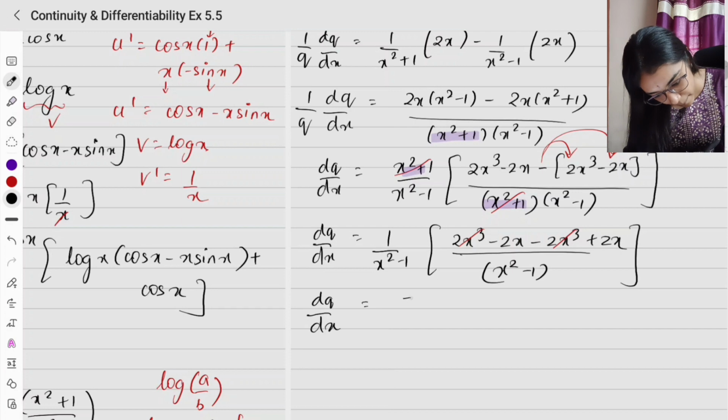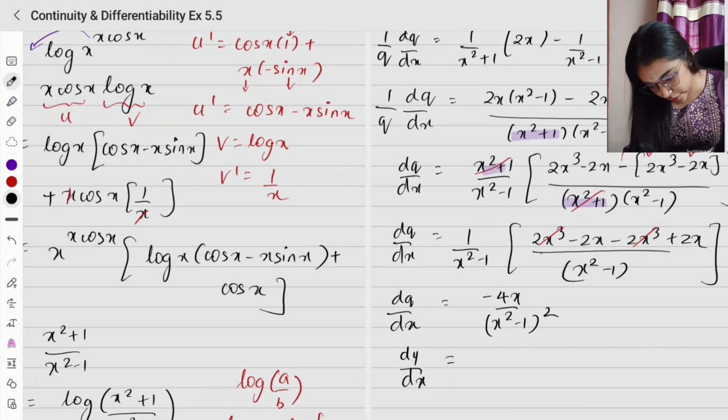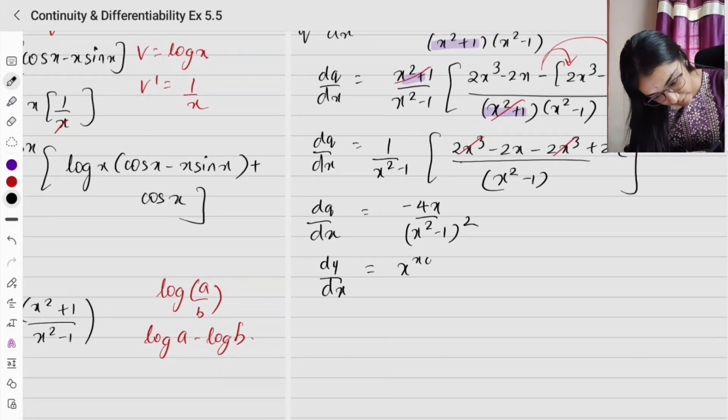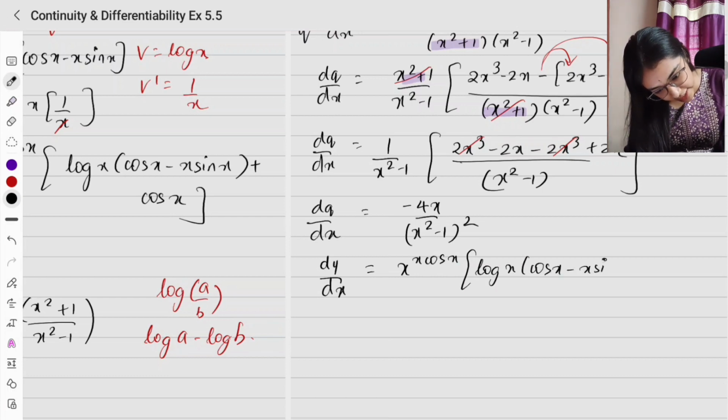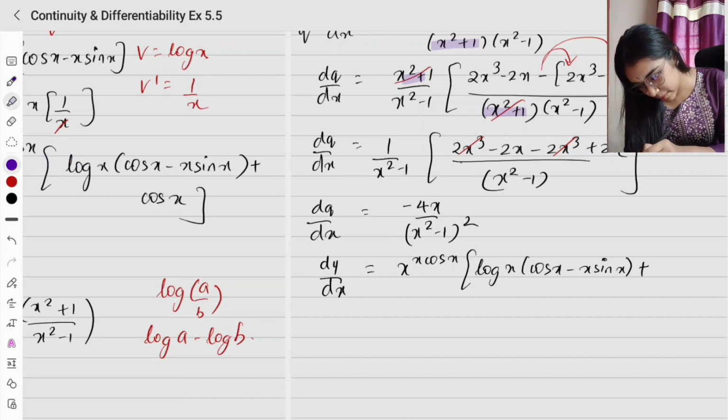I'll be left with minus 4x divided by x square minus 1 the whole square. So what is my dy by dx? It is going to be the sum of these. It is going to be x cos x to the power x times log x times cos x minus x sin x, plus it is over here. You see, I am copying it from here.